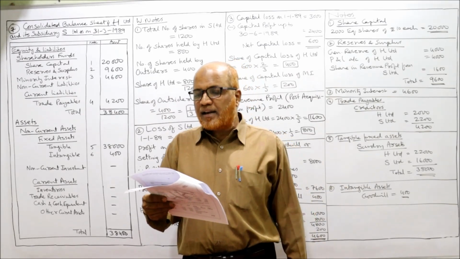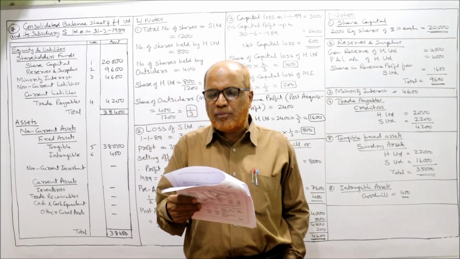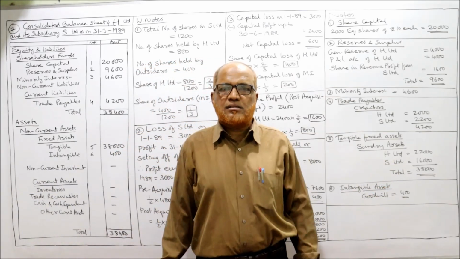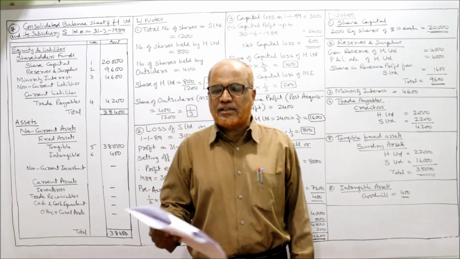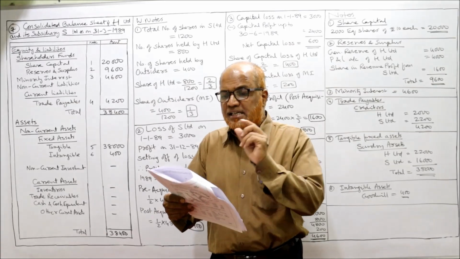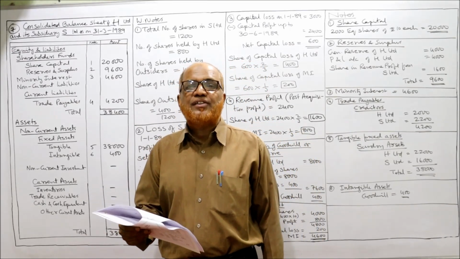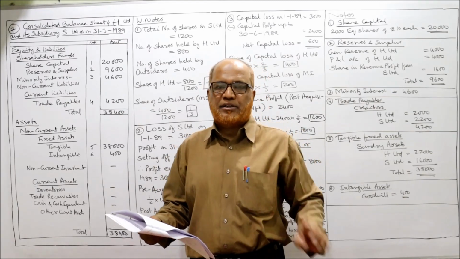Now sundry assets, meaning sundry assets of H Limited 22,000 and S Limited 16,000. Add up both the sundry assets and take them under tangible assets in the consolidated balance sheet. Now, 800 shares in S Limited, 8,000 rupees, investments. These are the investments made by H Limited in S Limited.